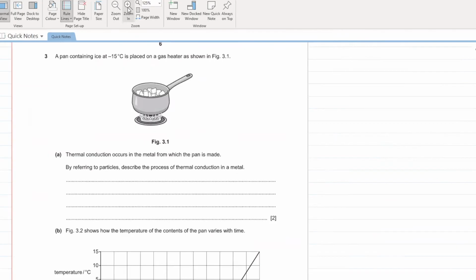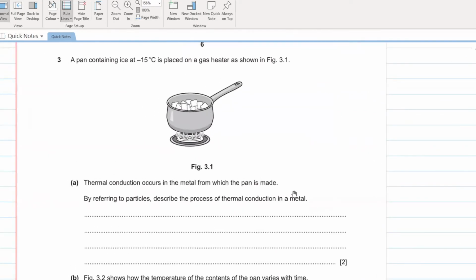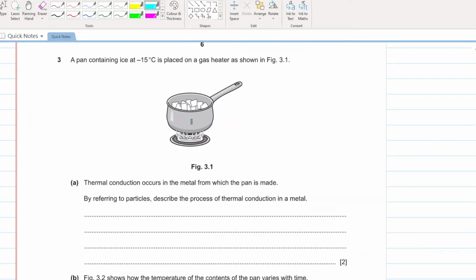Very good. Now, a pan containing ice at minus 15 degree centigrade is placed on a gas heater as shown in figure 3.1. There is a pan with only ice in it. This is at negative 15 degree centigrade. It is placed on a gas heater. Thermal conduction occurs in the metal from which the pan is made. By referring to particles, describe the process of thermal conduction in metal.